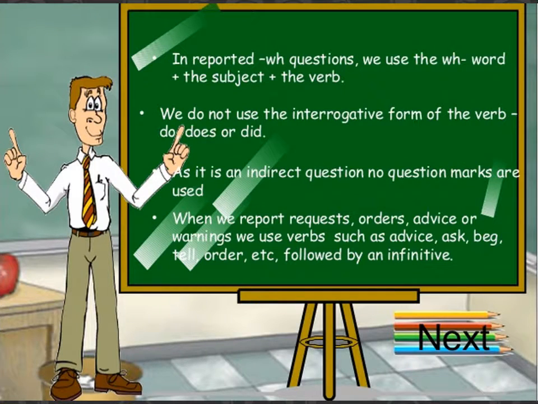In reported WH questions, we use the WH word plus the subject plus the verb. We don't use the interrogative form of the verb do, does, or did. As it's an indirect question, no question marks are used. When we report requests, orders, advice, or warnings, we use verbs such as advise, ask, beg, tell, order, followed by an infinitive.